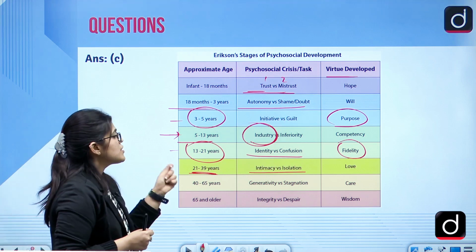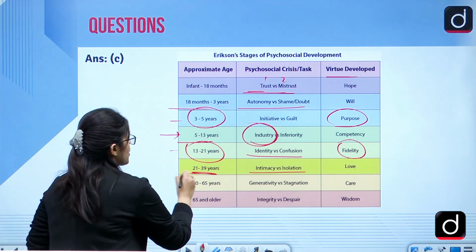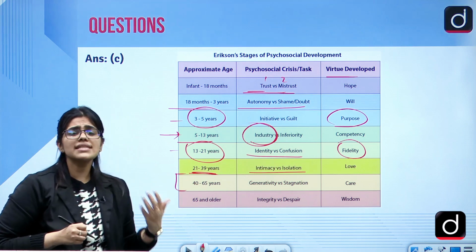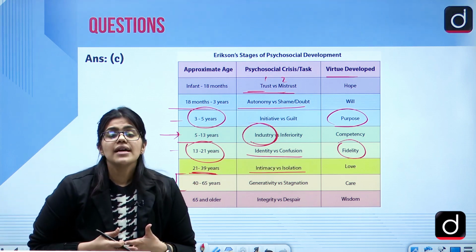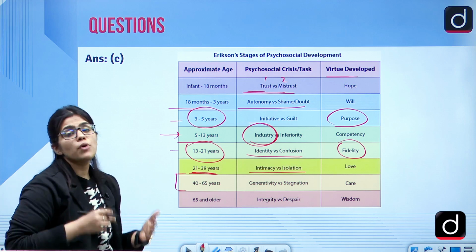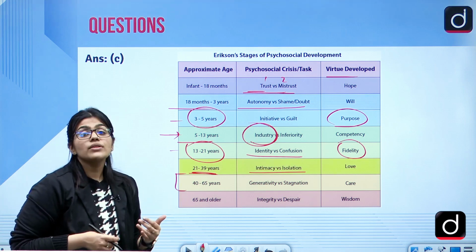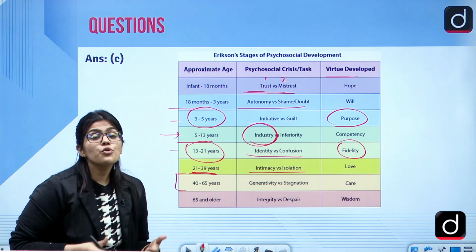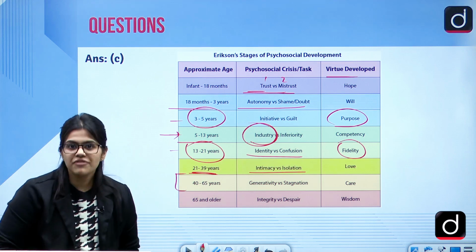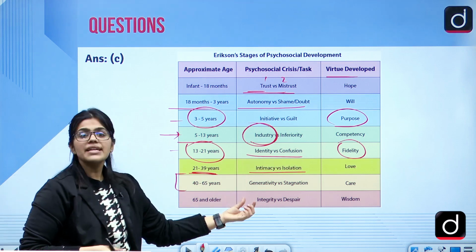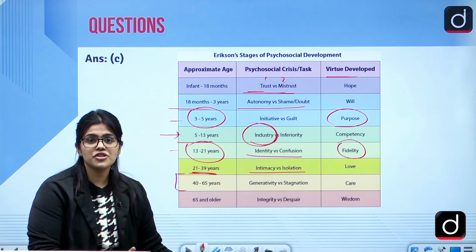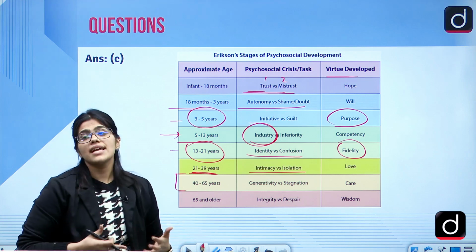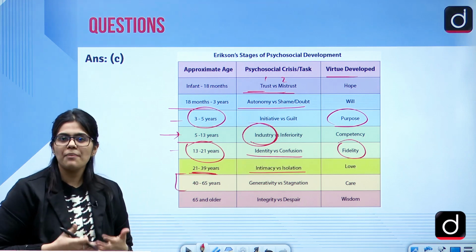Then 40 to 65. Now this is a stage where your parents are in. What is happening here? Your parents are married. They now have to take full responsibility of your well-being. Now they have to selflessly do everything for your benefit. So what is happening? There is generativity. They have a different generation to take care of. And there is stagnation because no career growth is happening as such.